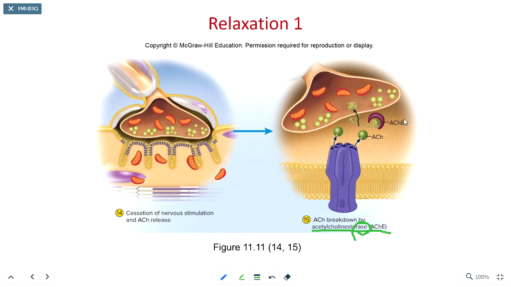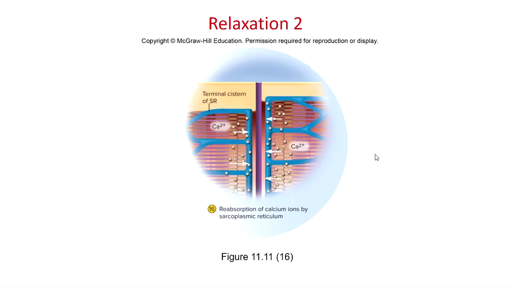And after acetylcholine esterase digests acetylcholine, the choline molecules are going to be reabsorbed into the axon terminal and recycled to make new acetylcholines. And then the acetyl functional group from the acetylcholine will just drift away into the extracellular fluid.